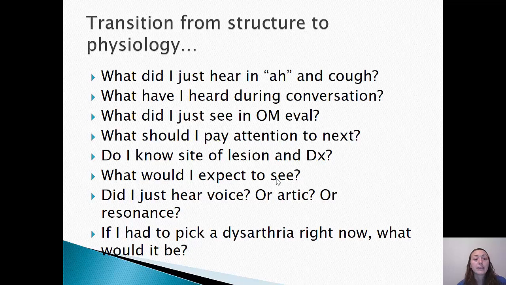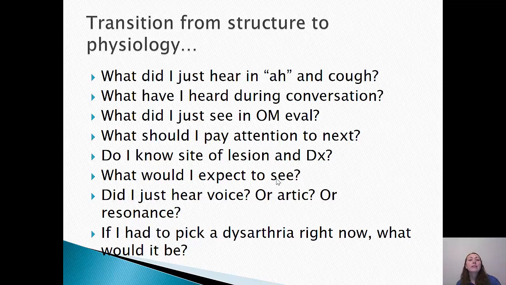So you're taking your oral motor exam, you're taking what you know about site of lesion, you're putting all of these data points together into a summative statement for your hypothesis of, okay, in this moment right now, if I had to pick a dysarthria, what am I thinking and why?